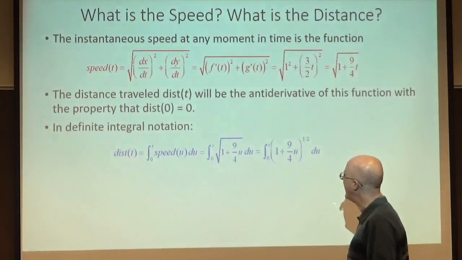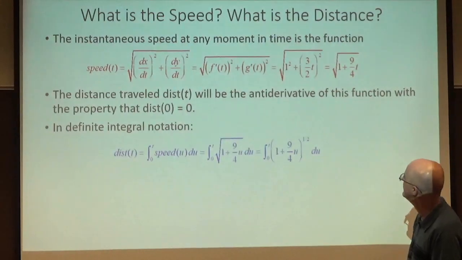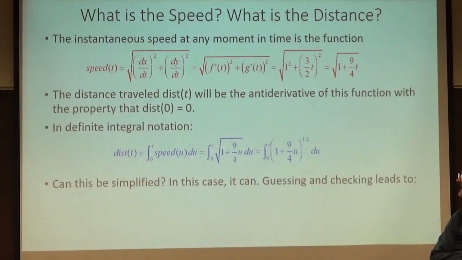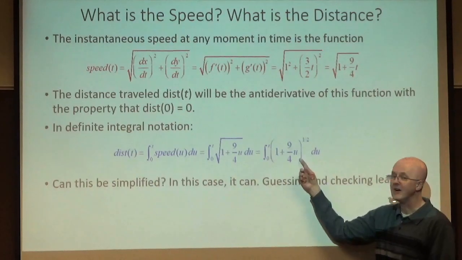Anyway, so we've got to find this antiderivative. Are you kidding me? Is it really possible to do? Yes. How? Guessing and checking. I'm serious. Guessing and checking. What? We're after an antiderivative of this function.